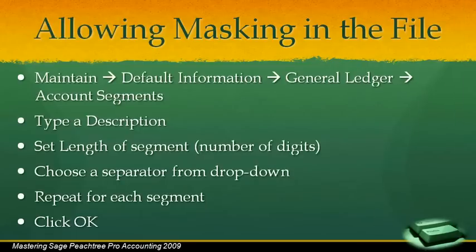In order to use masking, you have to make a little change in your file. It's not really that difficult. You just go to Maintain, Default Information, General Ledger, Account Segments. Right there you can type a description, and then you can set the length of each segment. In other words, what is the number of digits? For us, we were talking about having just 2 digits for our location or our department. You can also choose a separator. So you're going to have a -00 or a /00, an _00. You'll just then repeat those steps for each segment that you want. When you're finished, you click OK, and then you're ready to go and create your good account numbers.